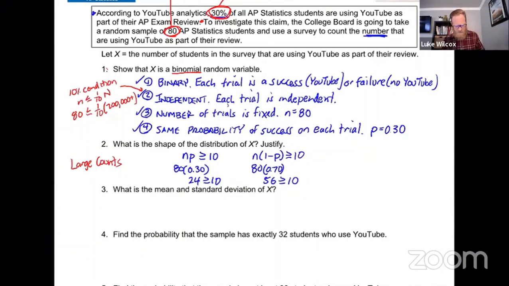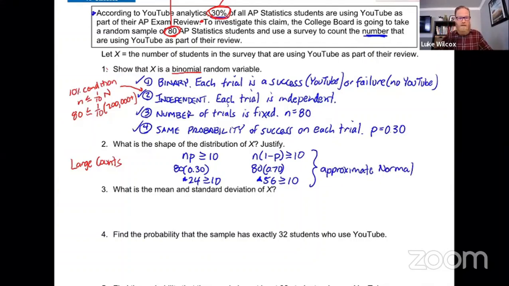And if we just think for a second here what these numbers represent, 24 is really the number of successes that we expect to get, right? 80 trials, 30% of them should be successes. That would be 24 successes. And this number over here, 56, represents the expected number of failures. So if the expected number of successes and the expected number of failures is greater than or equal to 10, then the large counts condition is satisfied. And what we can say then is that the distribution of x is approximately normal. So we have now the shape of our distribution.